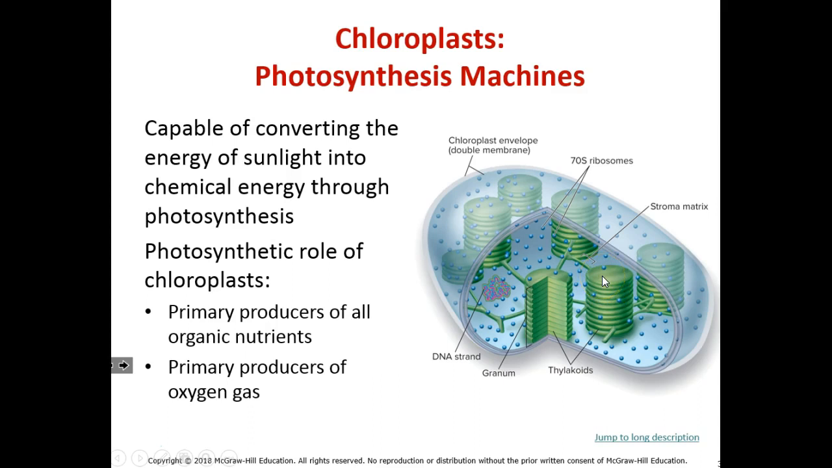Yeah, they look like little chips, like a stack of them. Some say it looks like a stack of quarters or pancakes, okay? These are the chloroplasts. They are capable of converting the energy of sunlight into chemical energy through photosynthesis. The photosynthetic role of chloroplasts is they are the primary producers of all organic nutrients, and they produce oxygen.